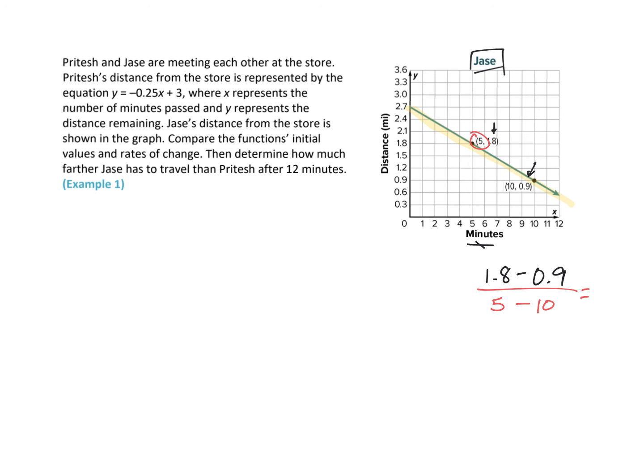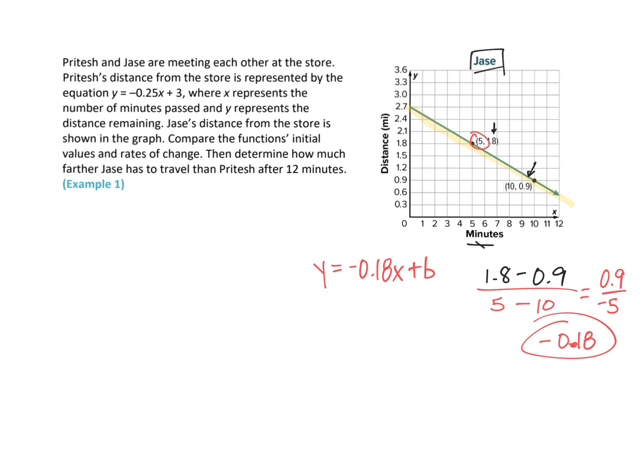So if I do 1.8 minus 0.9, I end up with 0.9. And then 5 minus 10 is negative 5. That's going to give you a negative there. Now, if you divide that out, you end up with negative 0.18. All that means is it's got a negative slope. The distance is getting less as he travels. So my equation would be y equals negative 0.18x plus b.